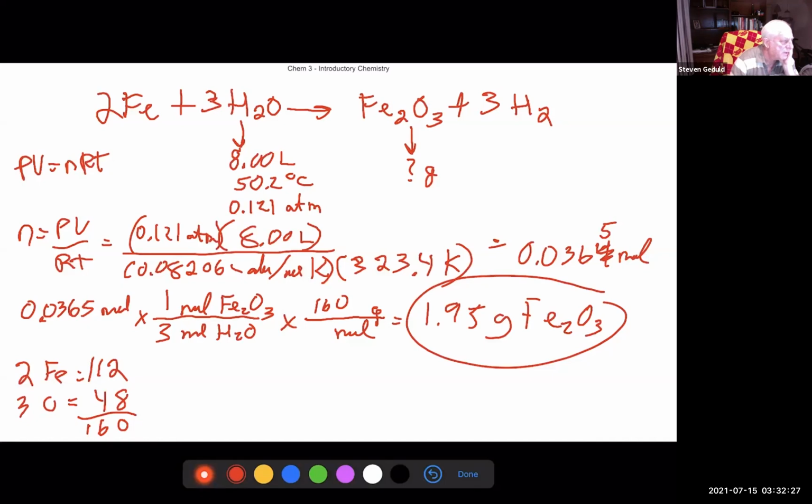Okay, here's another neutralization one. It says what volume of 0.2500 molar KOH is needed to react completely with 12.9 milliliters of 0.2 molar H2SO4? Okay, so we got KOH, which is our base, plus sulfuric acid. And it's going to go to potassium sulfate plus water, salt and water.